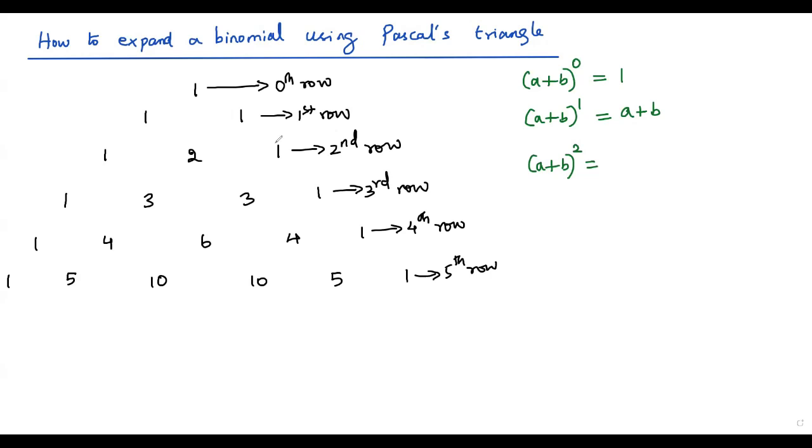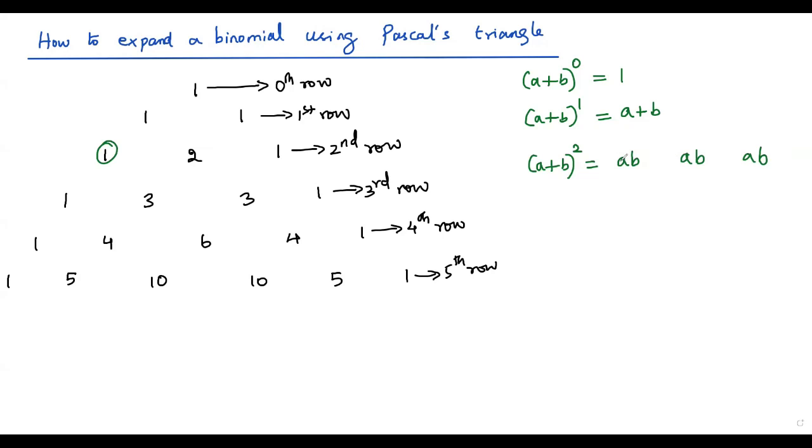Let's see how many terms we have in the second row over here. We have 3 terms, 1, 2, 1. So we have to multiply the two terms A and B. We have to write the product AB 3 times. That is AB, AB, and AB. Now I have to take this 1 as the coefficient of the first AB. This 2 should be the coefficient of the second term. This 1 has to be the coefficient of the third term, AB.